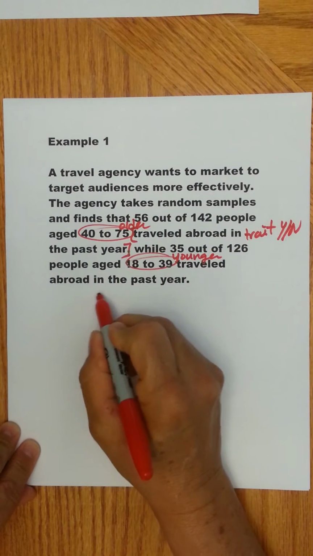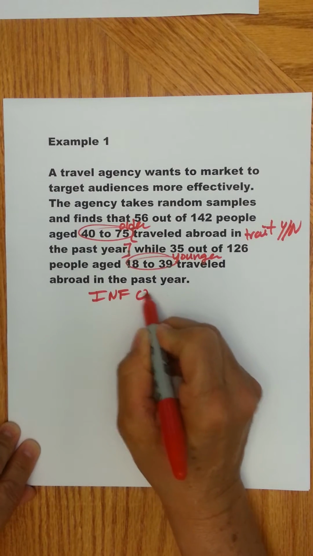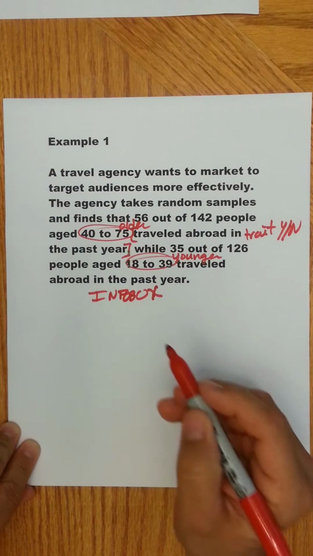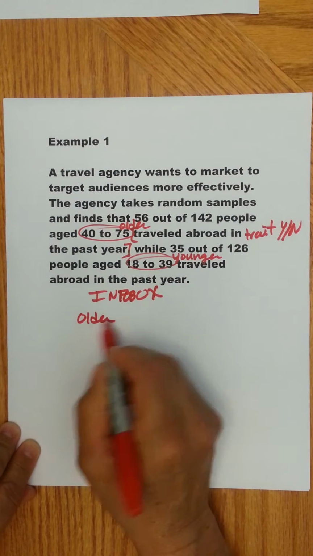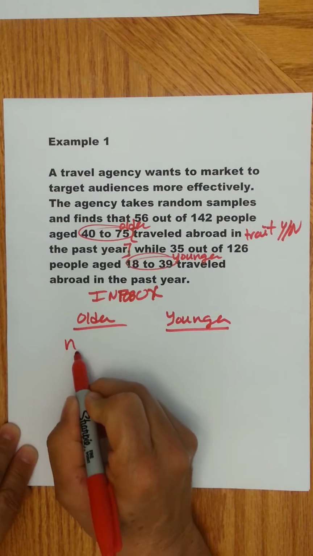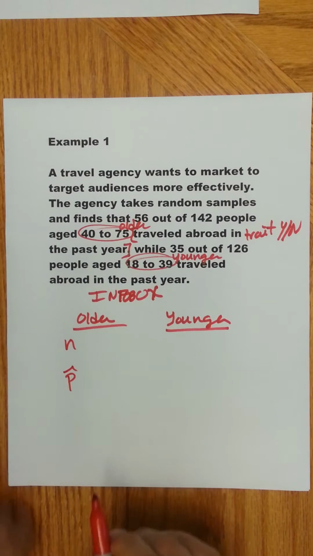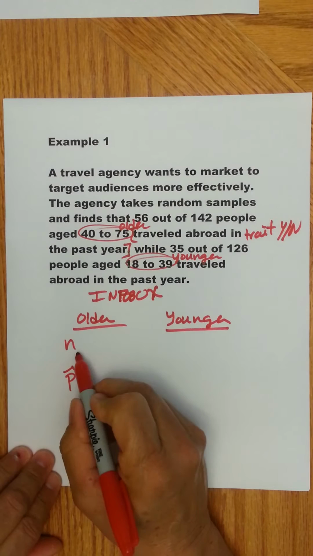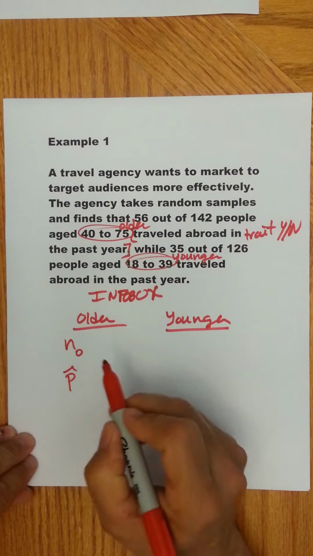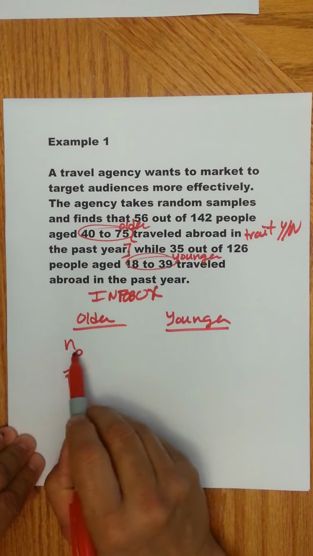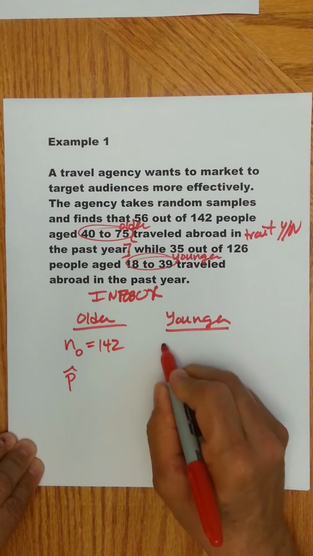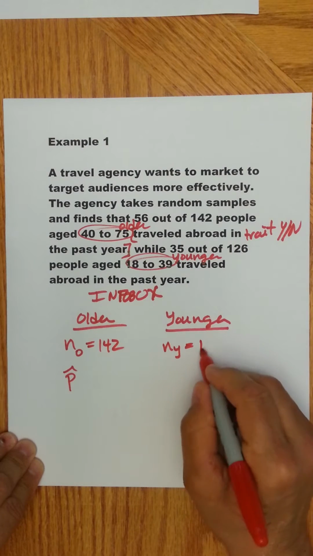So when I go to make my info box, what I'll do is I'll say, I see, older, and then younger. And what I need to pull out are the sample sizes and the sample proportions. So here I'll use subscripts very carefully to identify which population the information comes from. So the sample size for the older people is 142. The sample size for the younger people is 126.